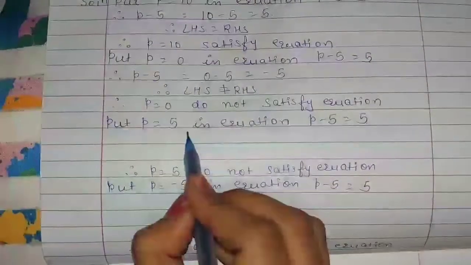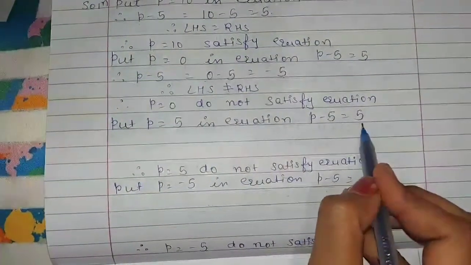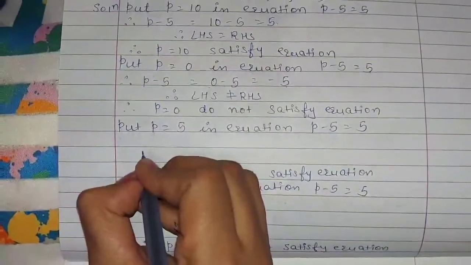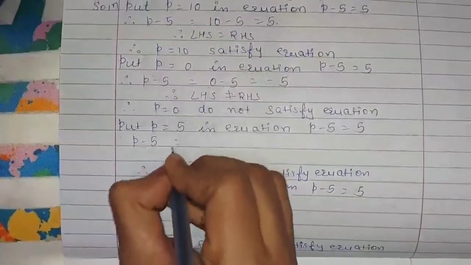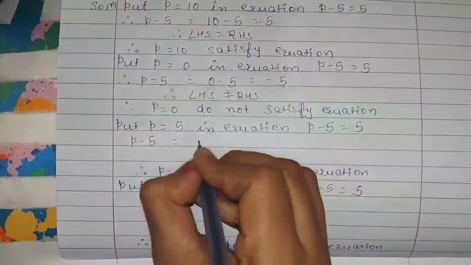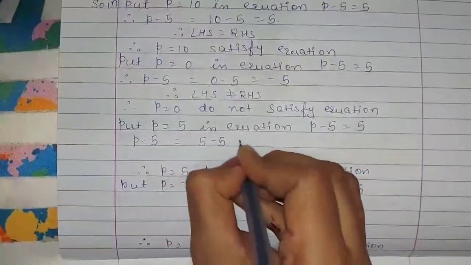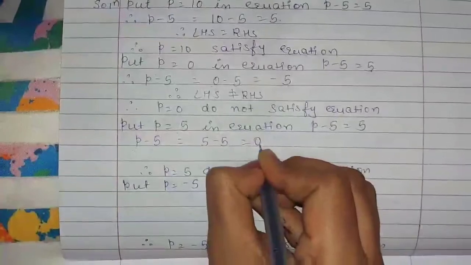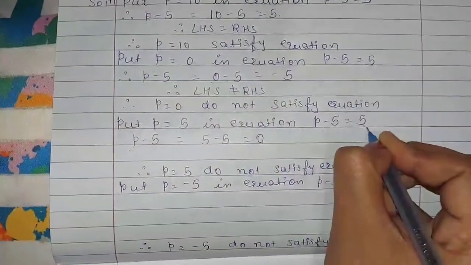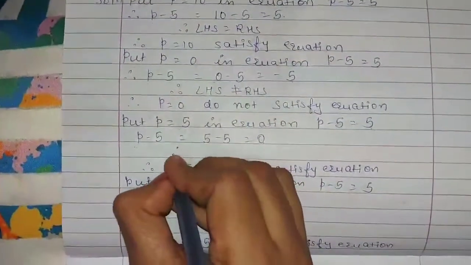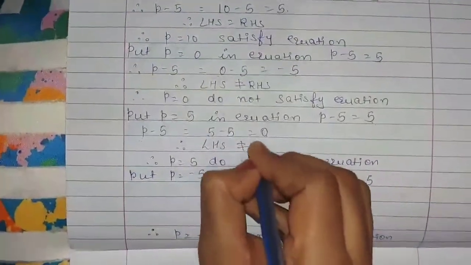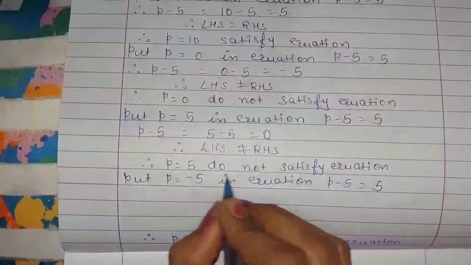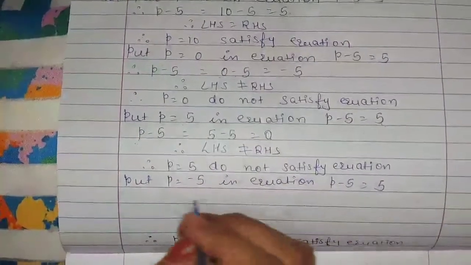Put P equals 5 in the equation P minus 5 equals 5. So P minus 5 is the LHS of the equation. So let us put P equals 5. 5 minus 5 equals 0. This 0 is the LHS of the equation and the RHS of the equation is 5. Therefore the values are not equal. LHS is not equal to RHS. Therefore P equals 5 does not satisfy the equation.